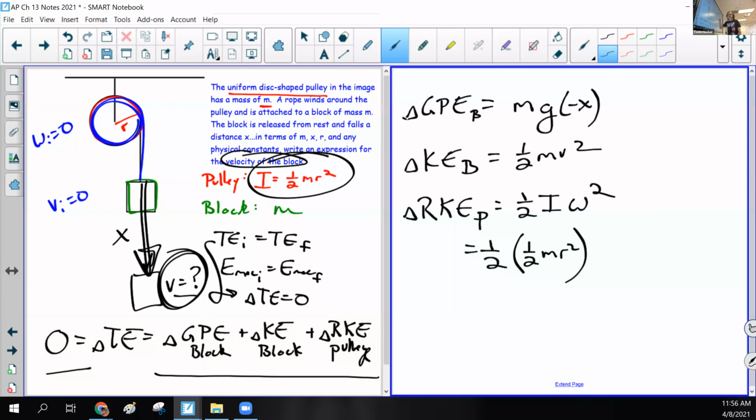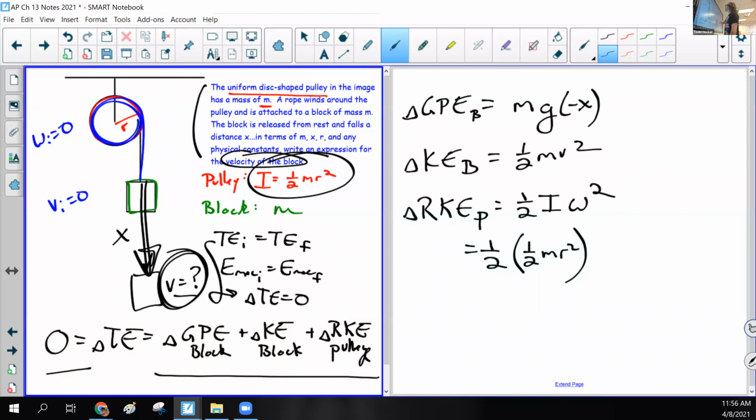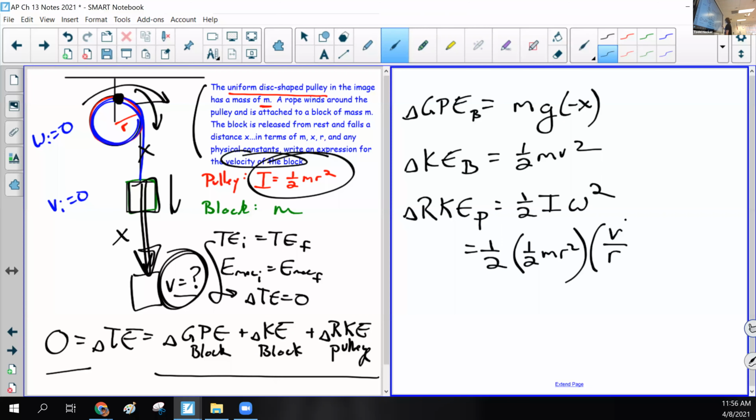So here's the deal. If I had done a better job writing this problem over here, I would have told you that the string does not slip on the pulley. All right, which is important because what that means is if the block is moving down at some velocity v, that means the rope is moving at some velocity v, which means a point on the outside of the wheel is moving at a velocity of v, which means I can use a jumper equation. And I can just replace omega with v over r. Don't forget it's squared. Haha, my r's cancel.